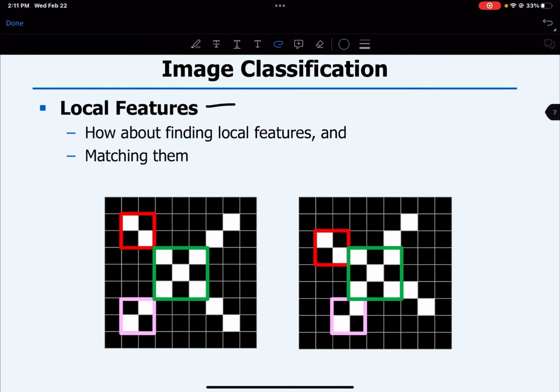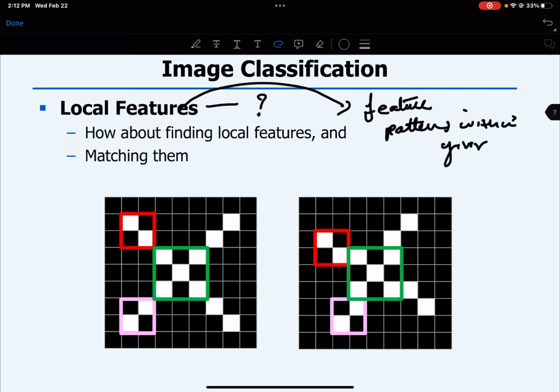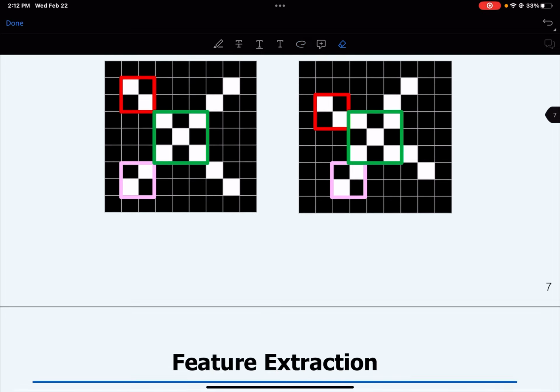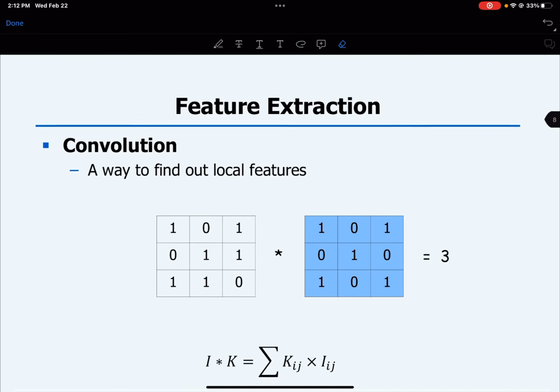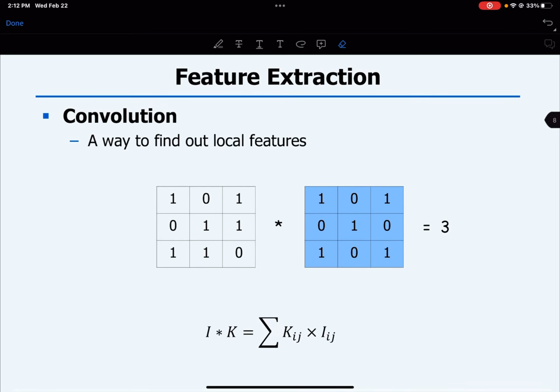So how can we find these local features? Local features means the features or patterns within your image. In this example, for the specific image under consideration, find the local features and then match them. So how can we do that? Using convolution. Convolution can be one way of extracting the local features within our image.